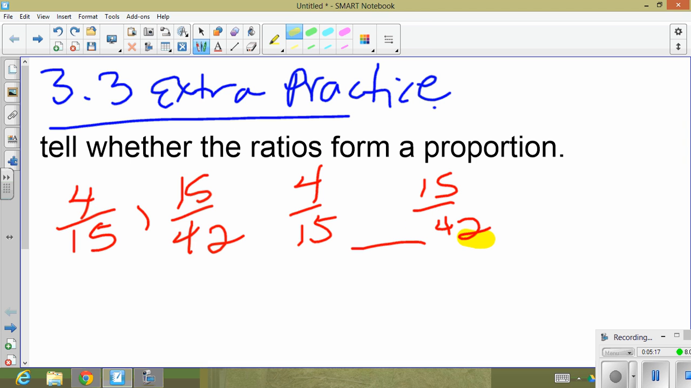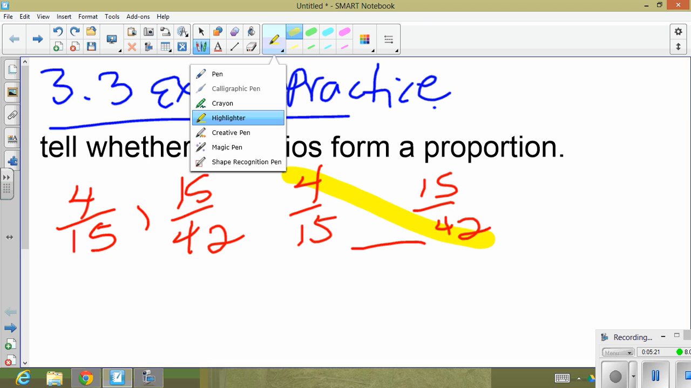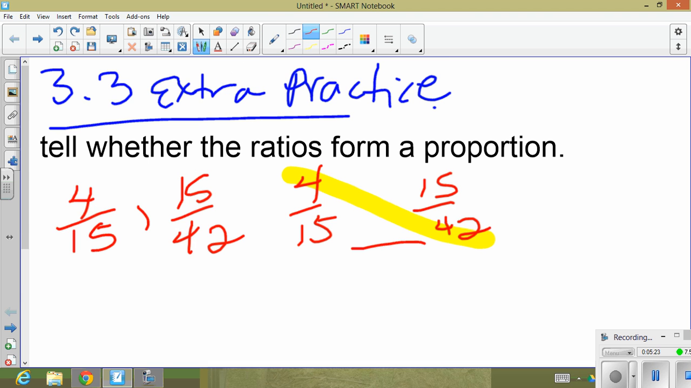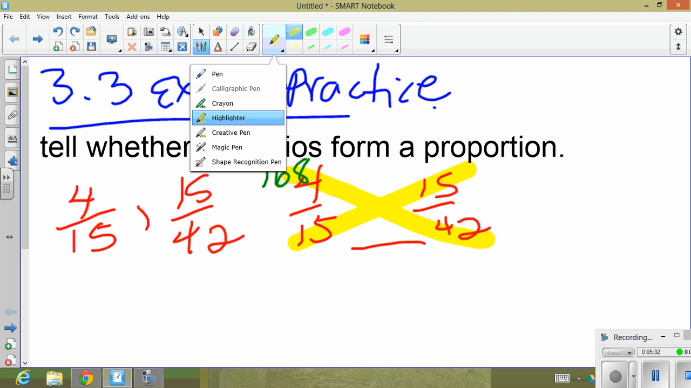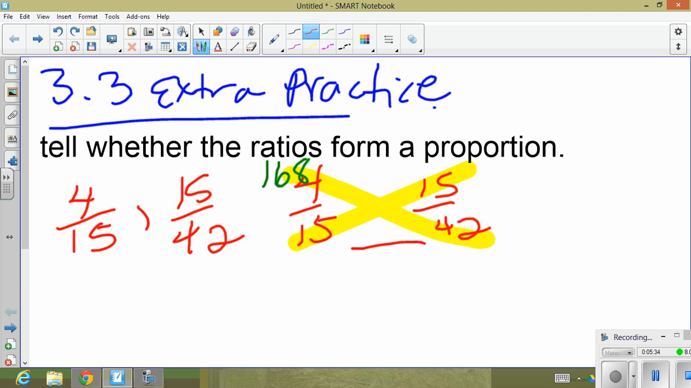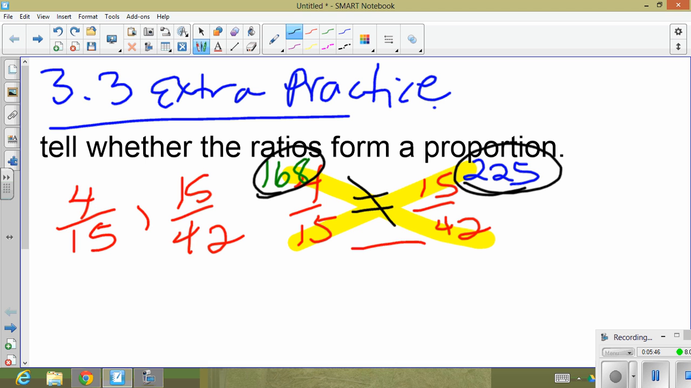So we're going to do 42 times 4, and I get an answer of 168. And then I'm going to do 15 times 15, and I get an answer of 225. If you notice, 168 and 225 are not the same, so we use an equal sign with a line going through it to show not equal.